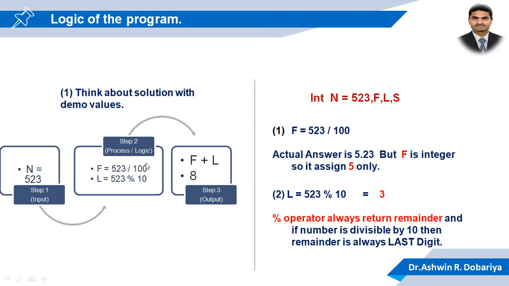So this is our main logic: how we can separate the first digit and how we can separate the last digit. Once they are stored, our last stage is to calculate the sum. So f plus l will calculate 8, and 8 should be the output of this program. If we want to write the program, see here, we have declared all these variables as the integer data type, and as we already discussed, there are 3 basic data types in the C language.